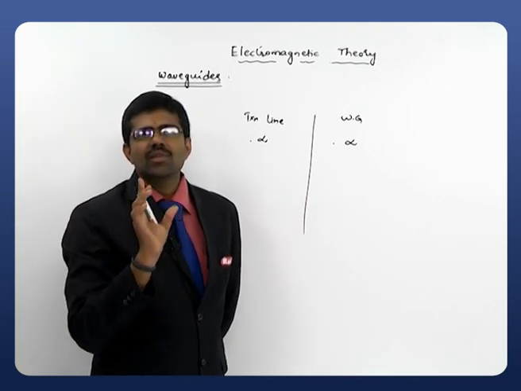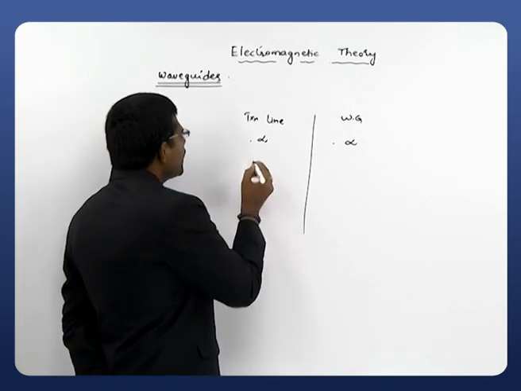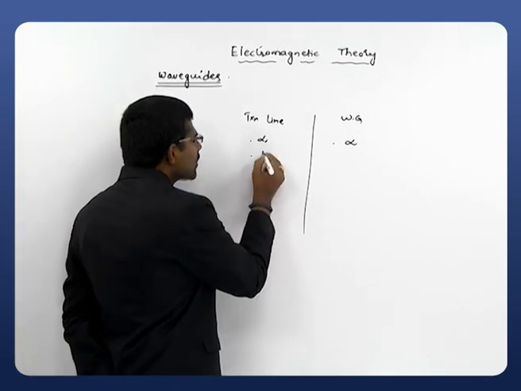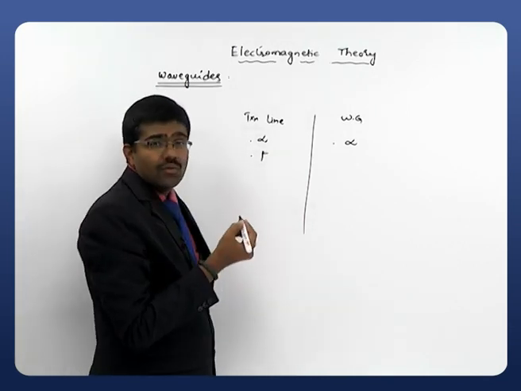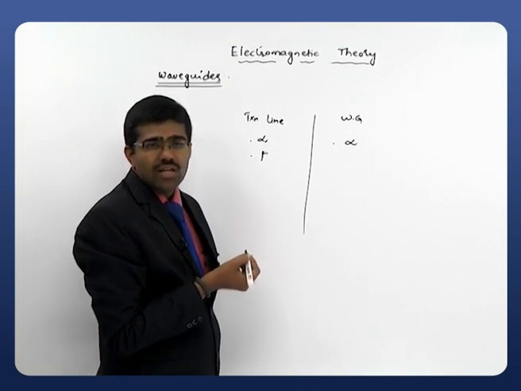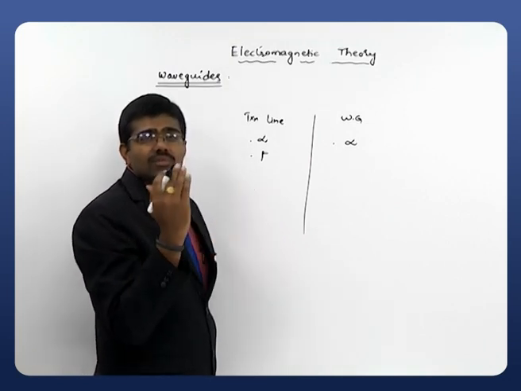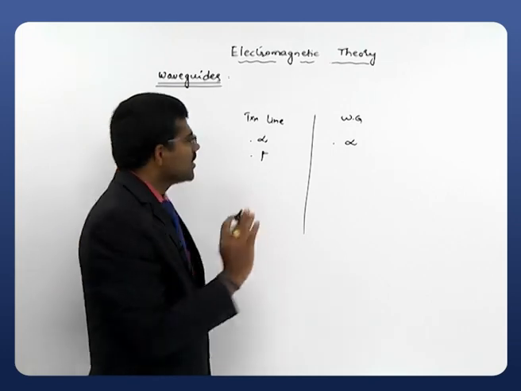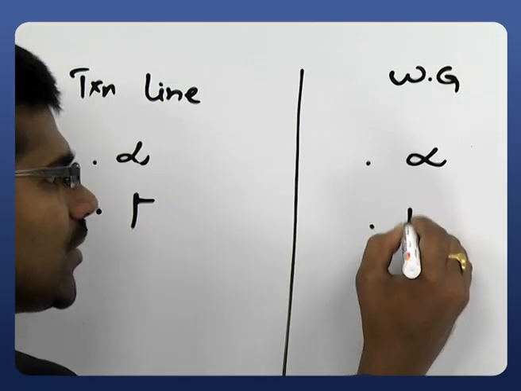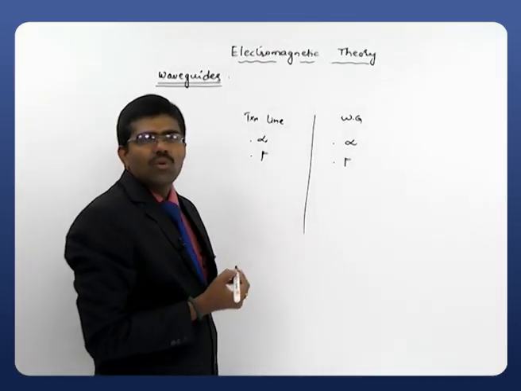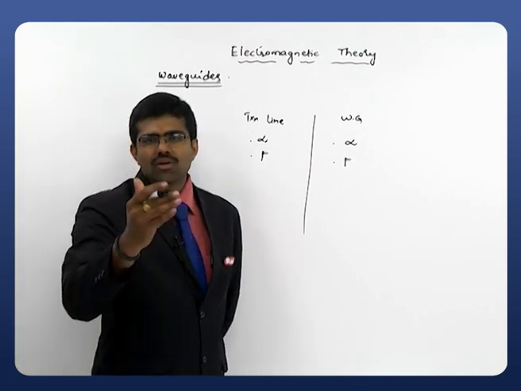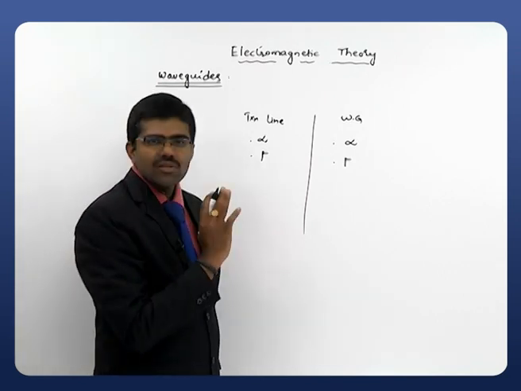Clearly this is one similarity between these two. When we are connecting a load, some reflection will be there. That's why we are calculating the voltage reflection coefficient for a transmission line. Some reflection will be there from the load if there is some mismatching. Similarly here also, reflection will be there for a waveguide when there is some mismatching at the load.